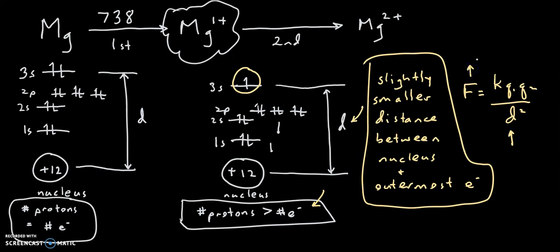We see that by an increase in energy, as now we go to 1450 units of energy required to remove the second electron from the Mg1+ ion for the second ionization energy.